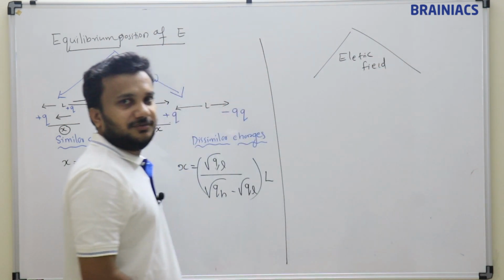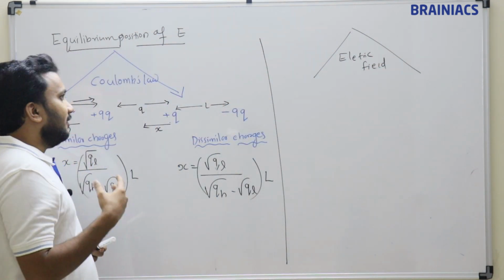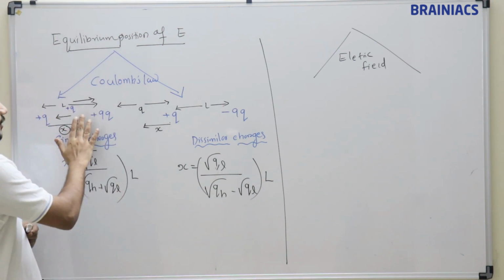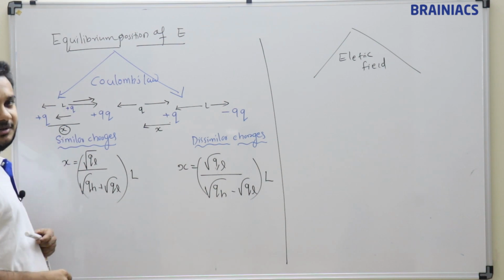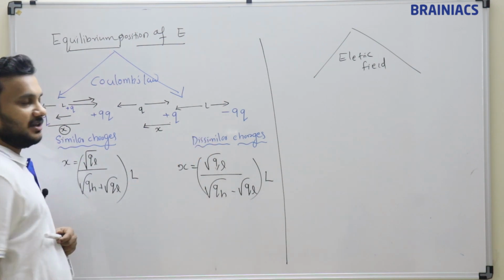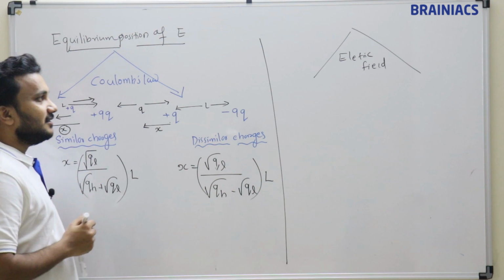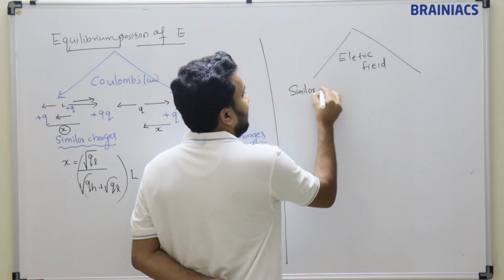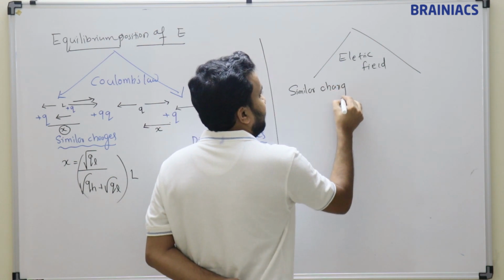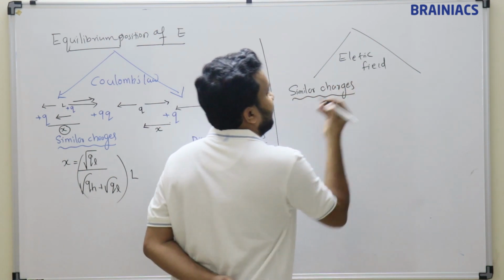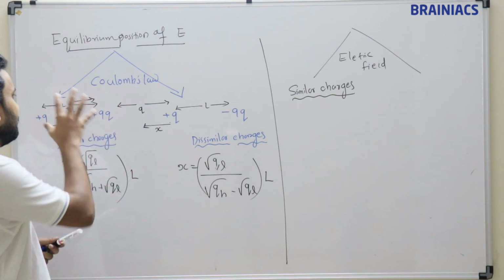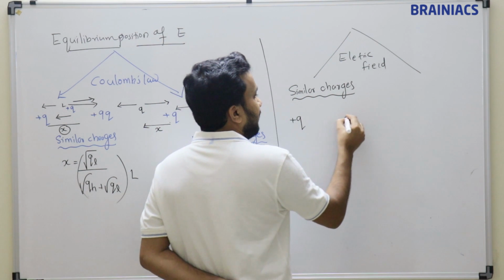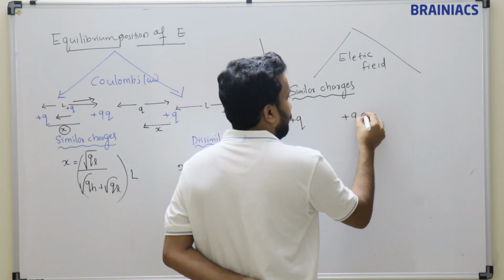In case of electric field, what is the difference, or this will be the same? This will also be the same. We'll take the first case, similar charges, then we'll move to the next case for dissimilar charges. In case of similar charges, we'll take the same example, which means plus q and plus 9q.